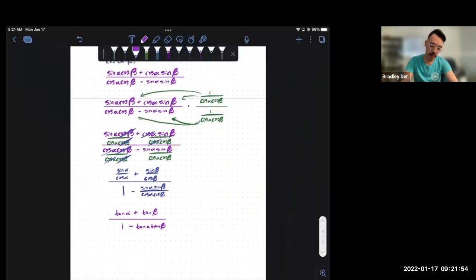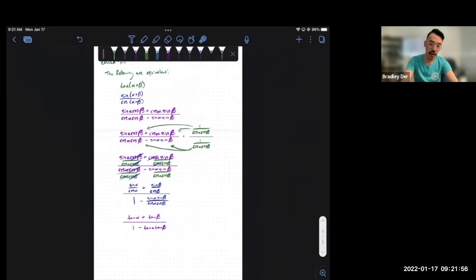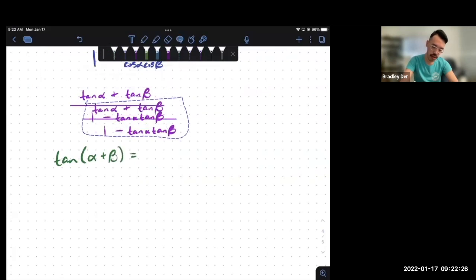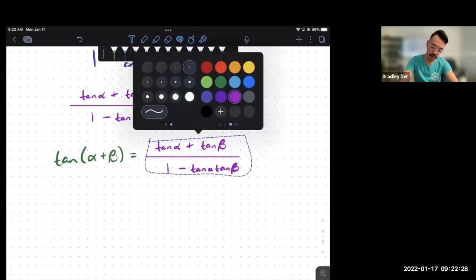And as we zoom out, we said that we would start here and move our way down. If each individual expression is equal to the expression immediately after it, then by the transitive property, this tangent at the beginning has to equal this fraction at the end. And that gives us our identity. Tangent of alpha plus beta is equal to this fraction.